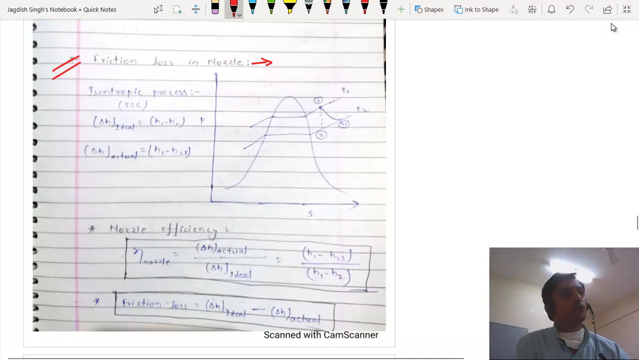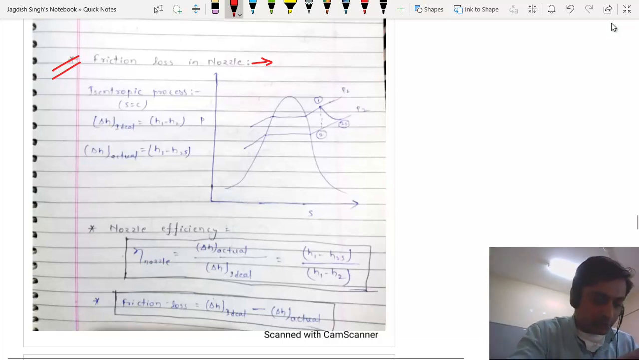Because we already know that a nozzle is a device in which velocity is increased several times at the expense of pressure. Due to some friction, there are different types of losses, so we need to calculate this friction loss. Whenever the steam glides over the surface of the nozzle, due to skin friction, there is a loss in enthalpy.